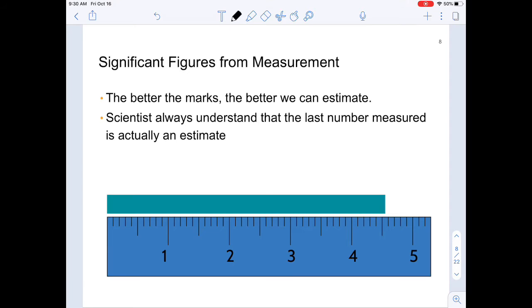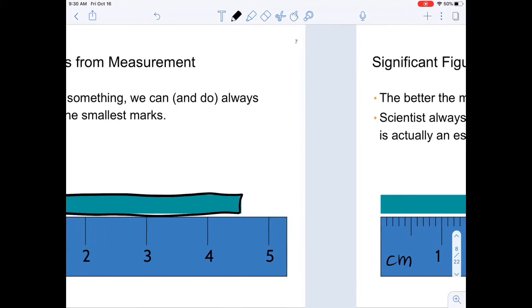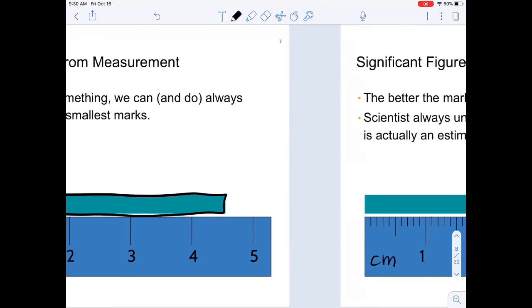All right, so the ruler, in this case, has changed a little bit. So let's say, again, this is still centimeters, all right, but now I've added more marks. On the previous slide, it only had marks between each centimeter.